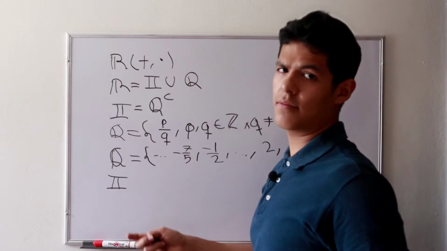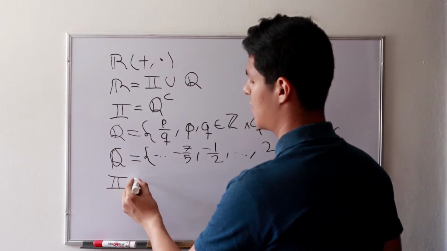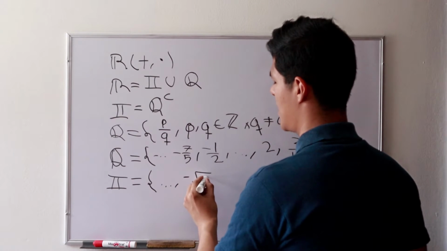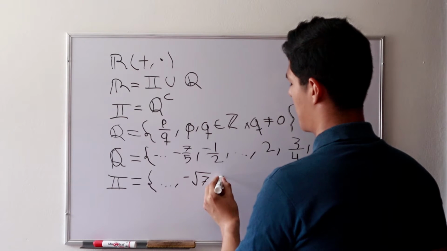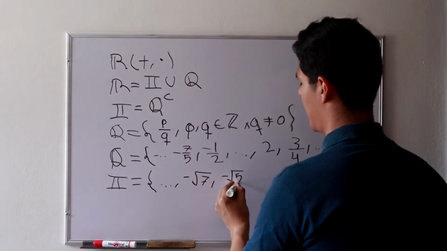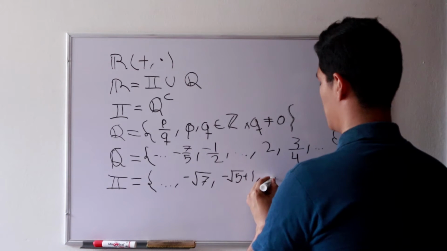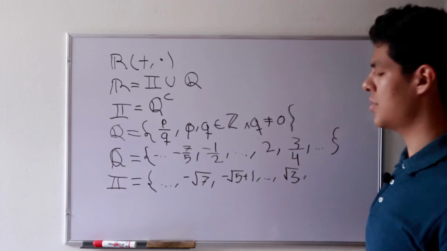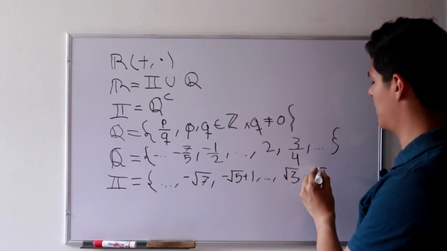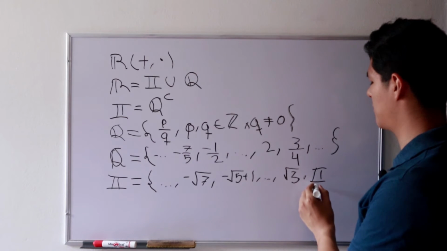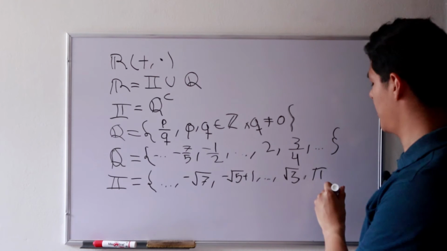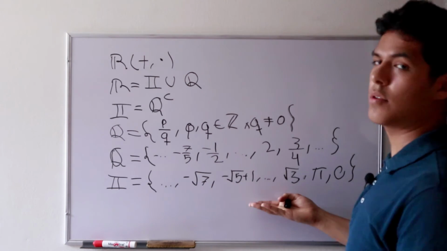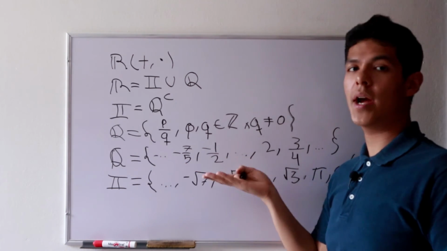One example of the irrational numbers can be minus the square root of 7, minus the square root of 5 plus 1, square root of 3, and also it can be pi divided by something, it can be pi or even e. So these can be examples of irrational numbers and these the rational.